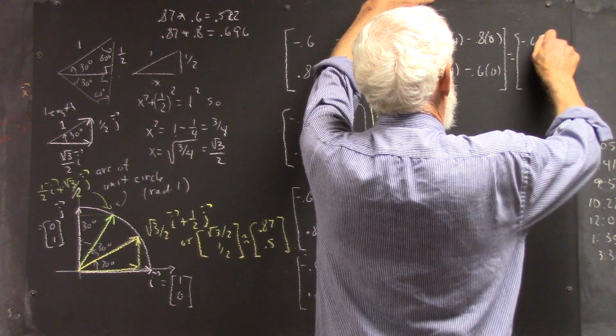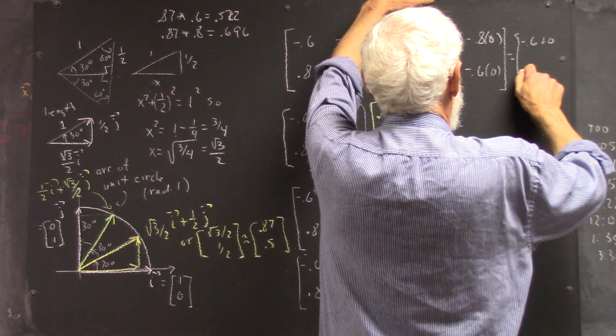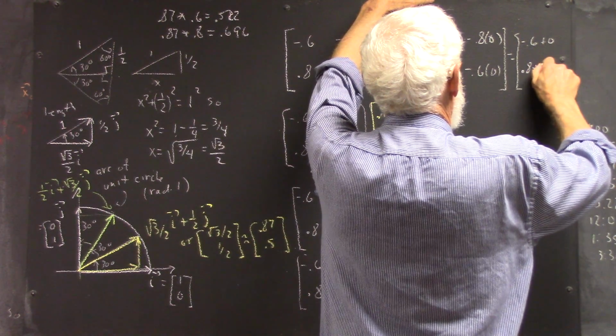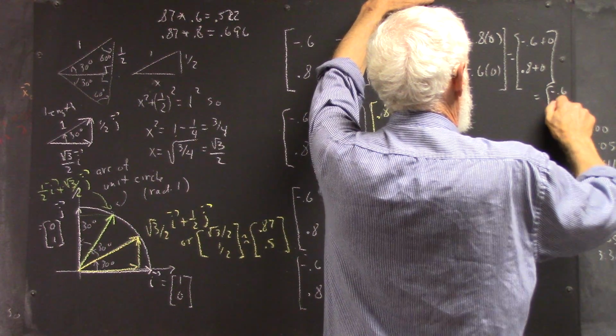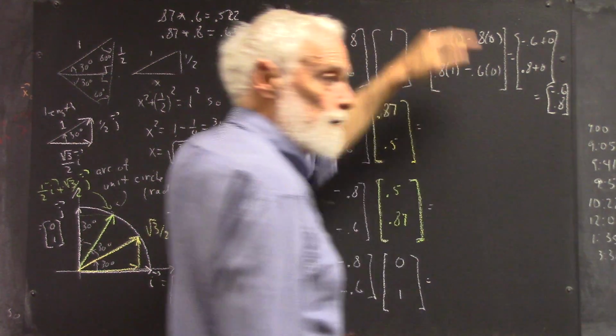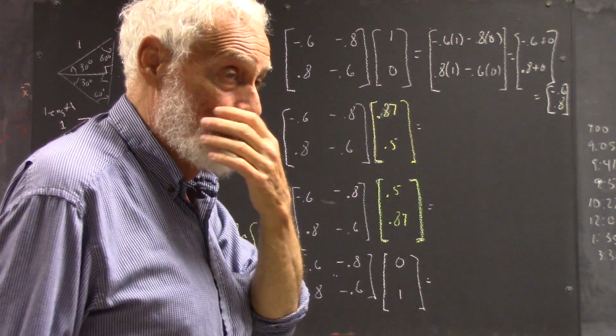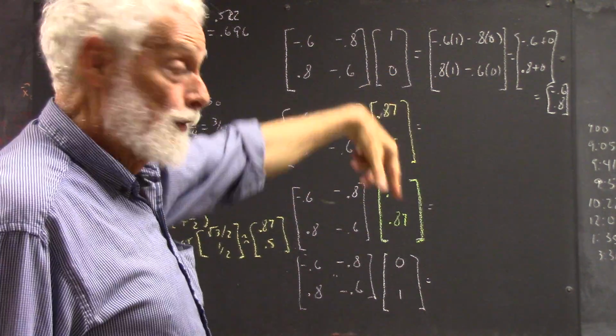That's negative 0.6 plus 0, 0.8 plus 0, and that equals negative 0.6, 0.8. Right? Okay? So that's how I need to see things written out.